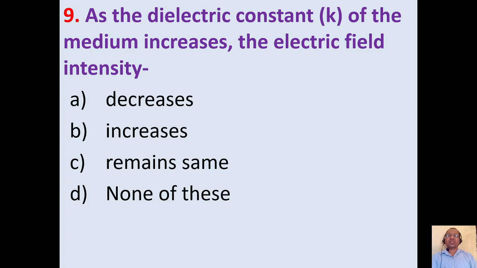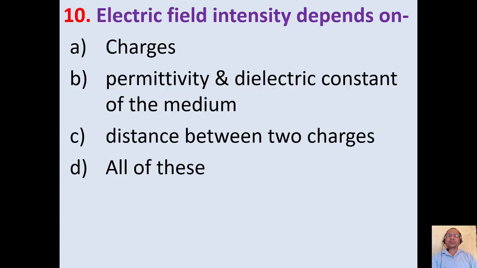As the dielectric constant K of the medium increases, the electric field intensity dash. Now in the formula we have E is equal to 9 into 10 raised to 9 Q upon Kd square. So dielectric constant K is in the denominator. So if K increases, then electric field intensity decreases. Electric field intensity depends on dash. According to the formula, E is equal to 9 into 10 raised to 9 Q upon Kd square, electric intensity depends upon Q, K and d, that is, on charge, dielectric constant and distance. So option D is correct.